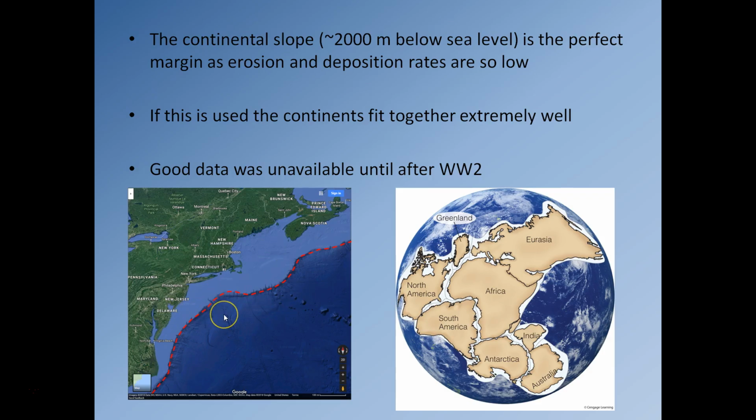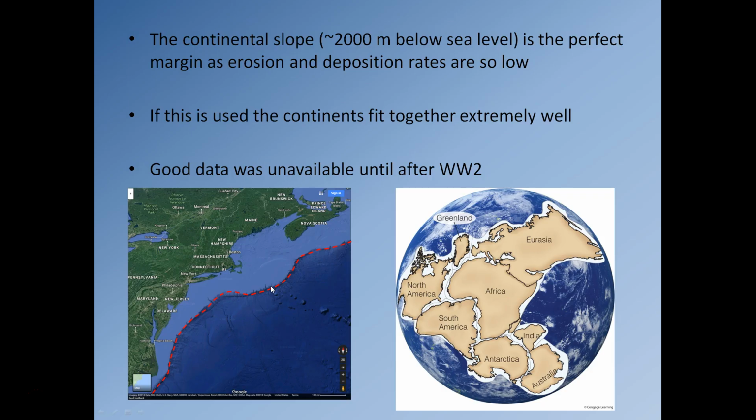Then as you go over the shelf break, the seafloor drops off very fast, so it's a very steep drop. That's the continental slope. And then you end up down here on the deep seafloor, also referred to as the abyssal plain. So the shelf break here and the continental slope essentially are approximately between about 200 and 2,000 meters below sea level, and essentially it's the perfect margin.